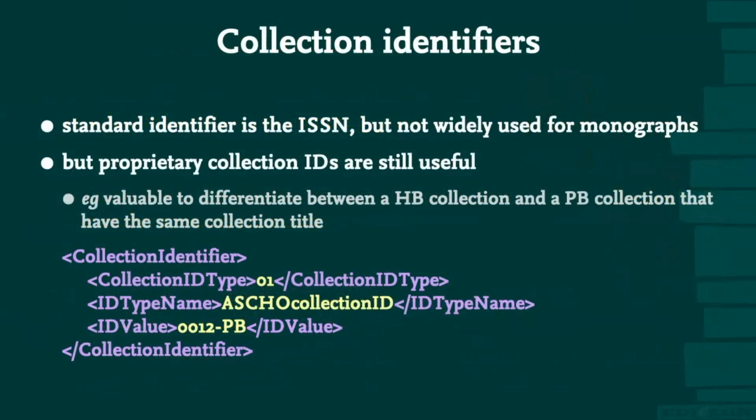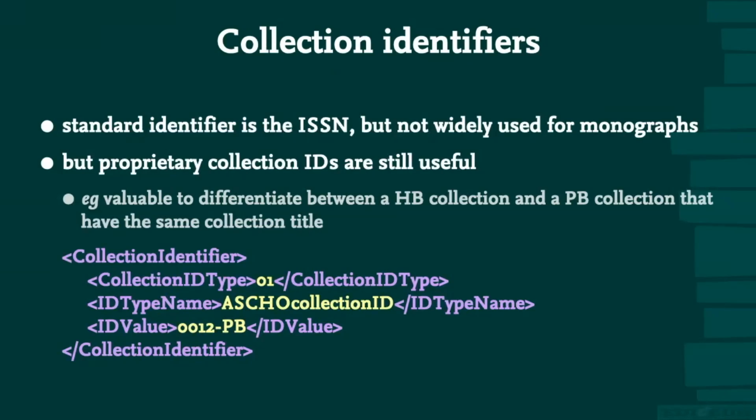Let's finish off with a couple of simpler things. First, collection identifiers. There's a variety of identifiers in code list 13 for collection ID type, but the standard identifier here is the ISSN, the International Standard Serial Number. It's used primarily for serial publications like newspapers and academic journals. It's not commonly used to identify Onyx collections, except maybe in France and a couple of other places.